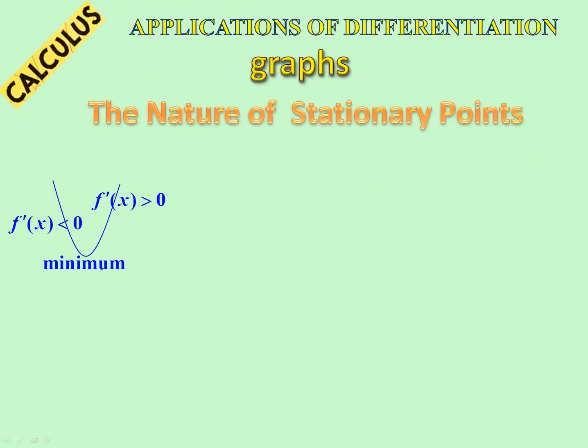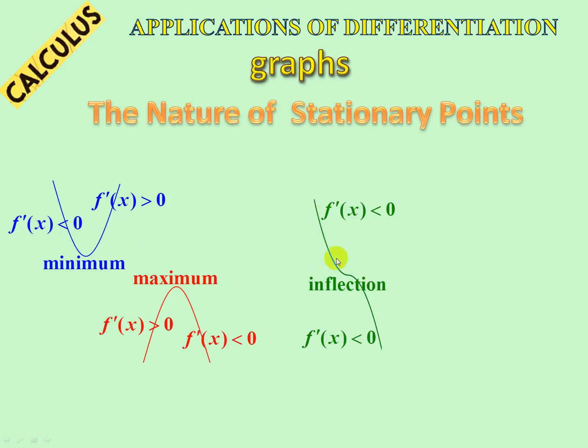Now we're going to look at the nature of stationary points. Minimum: decreasing, 0, increasing. Maximum: increasing, stationary, decreasing. Inflection: decreasing, stationary, decreasing, or increasing, stationary, increasing. Notice the value of the derivative corresponds with the gradient always. Negative gradient, negative derivative. Positive gradient, positive derivative. And the same with these.